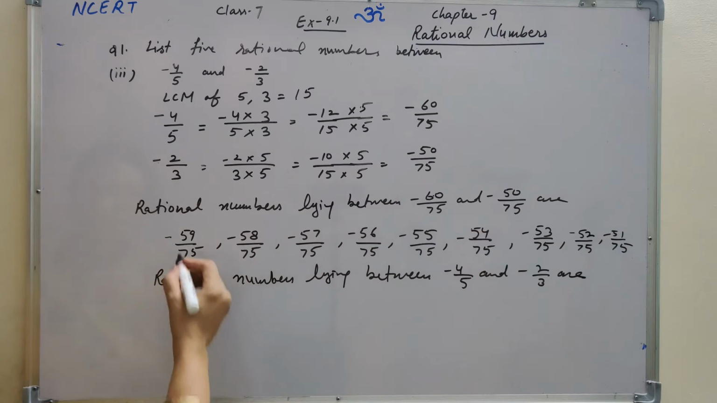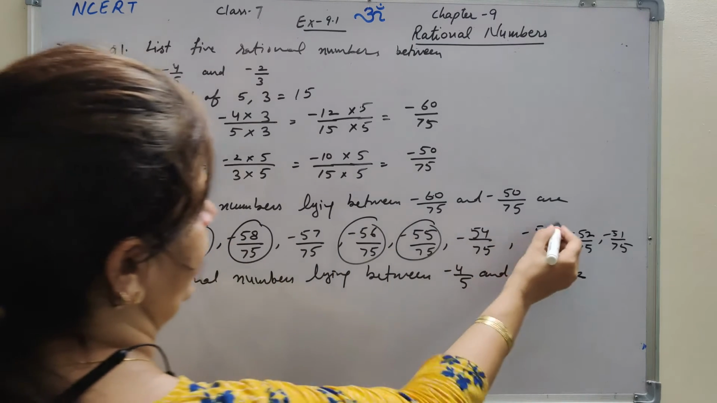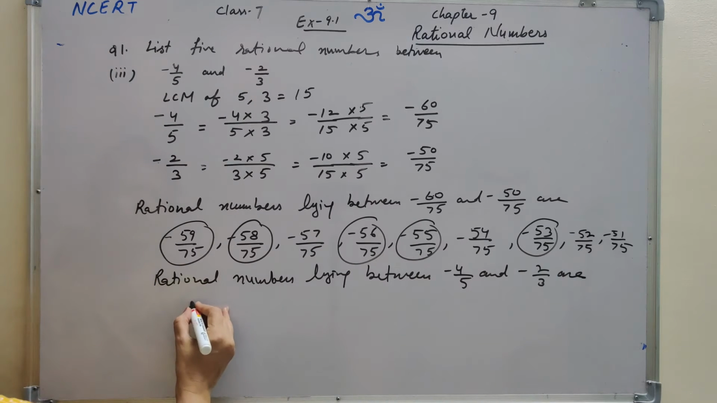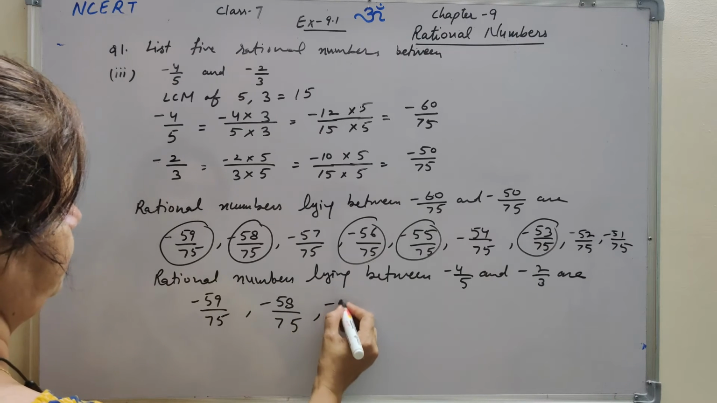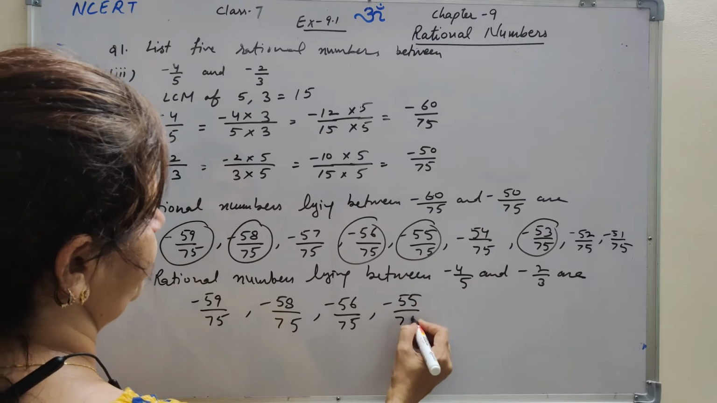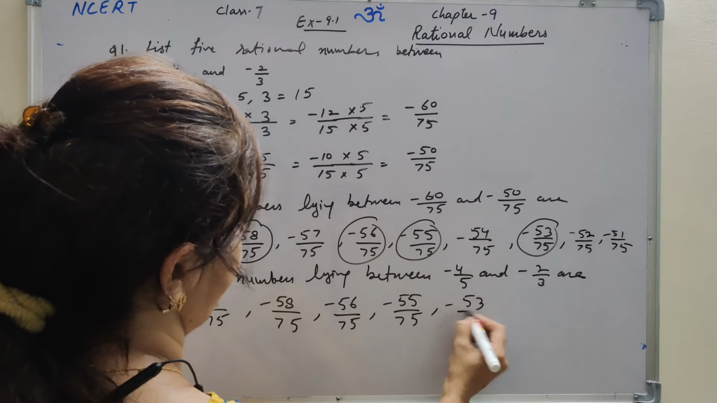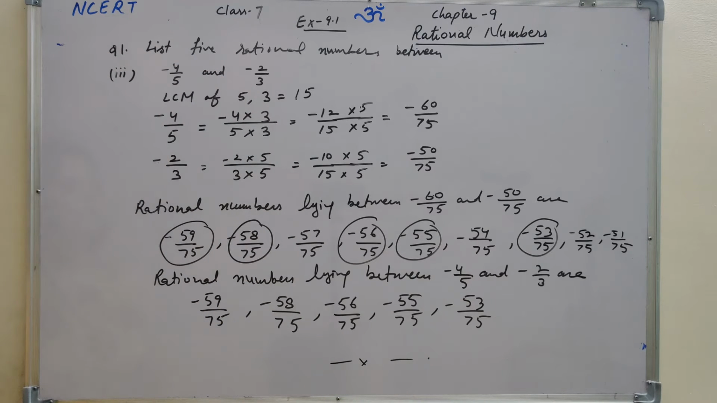you can choose any 5 numbers, let it be this, this, this, this and this. So it is minus 59 by 75, minus 58 by 75, minus 56 by 75, minus 55 by 75 and minus 53 by 75. So this way you can find out the rational numbers between the given rational numbers.